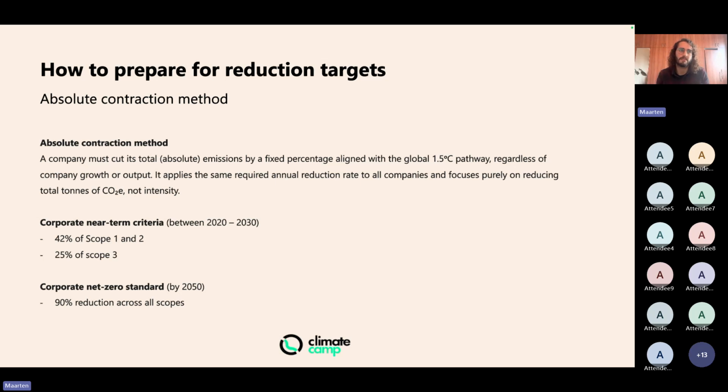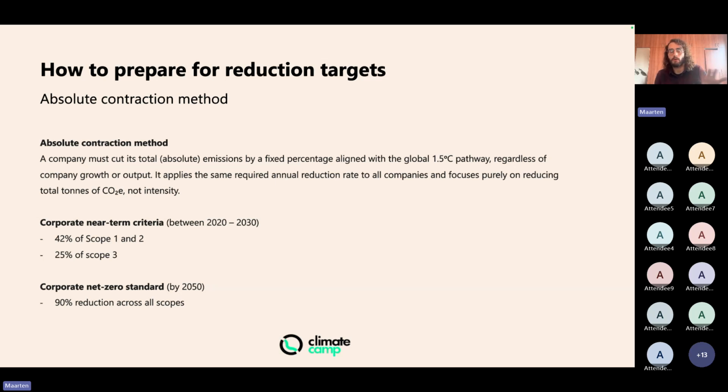Most of you might know these numbers. The corporate near-term criteria are 42% for scope 1 and 2 and 25% for scope 3. And by net zero, so 2050, we need to have a 90% reduction across all scopes.